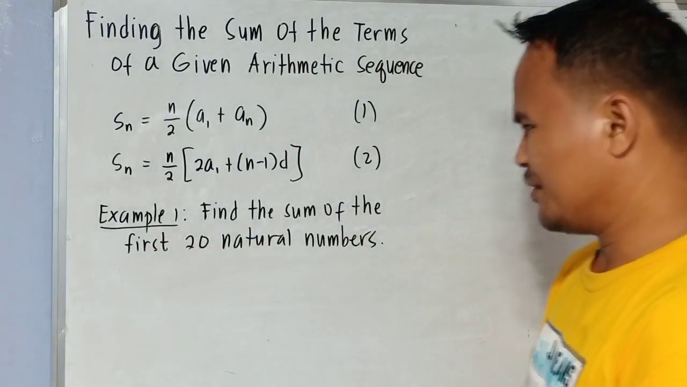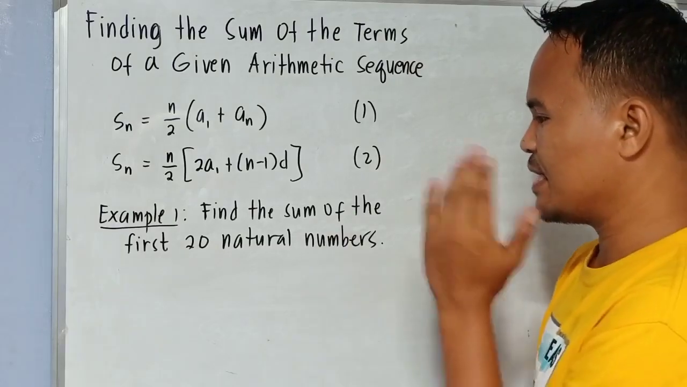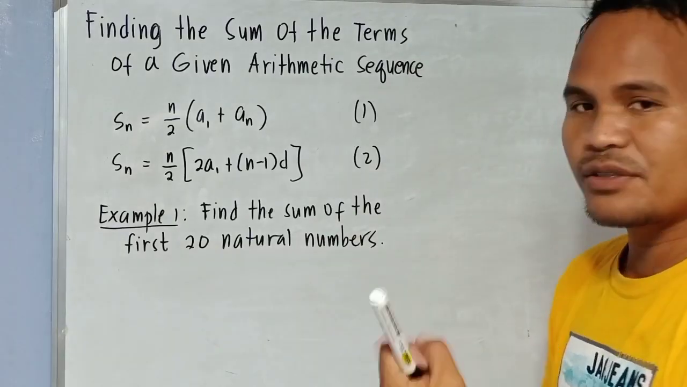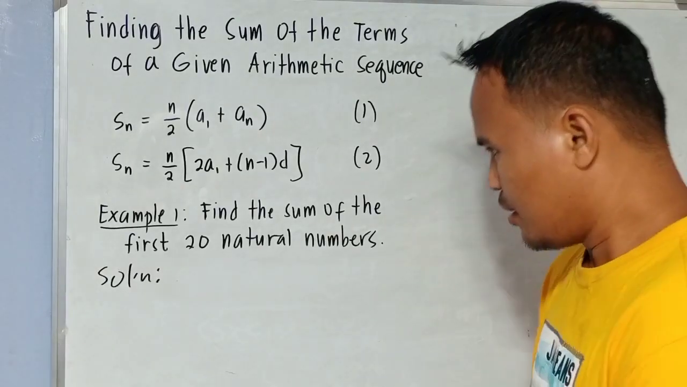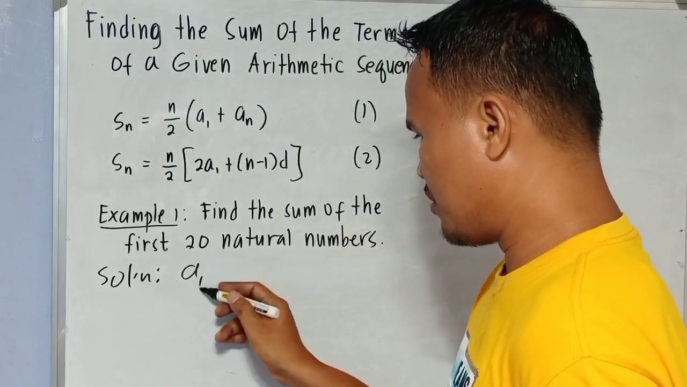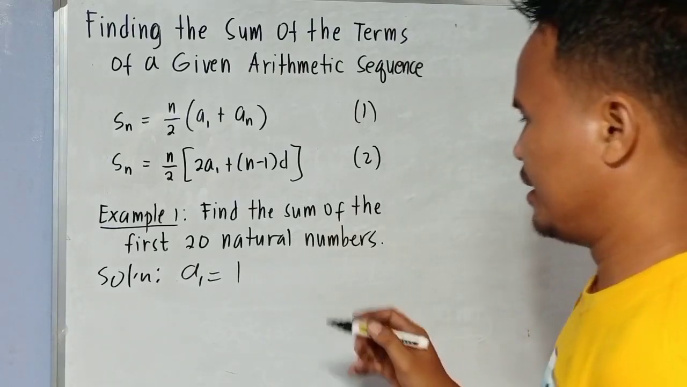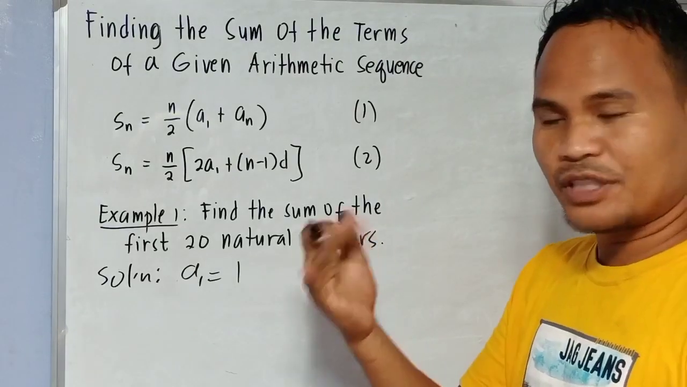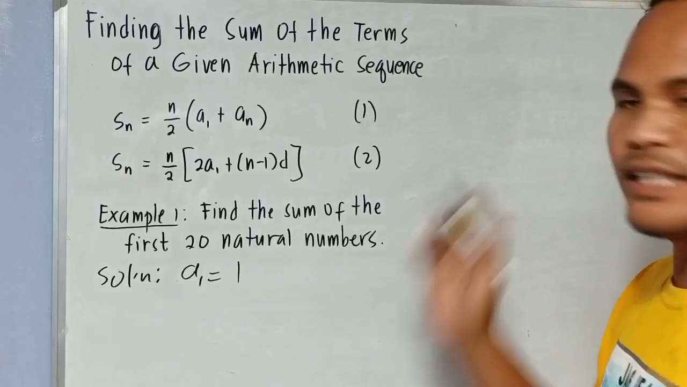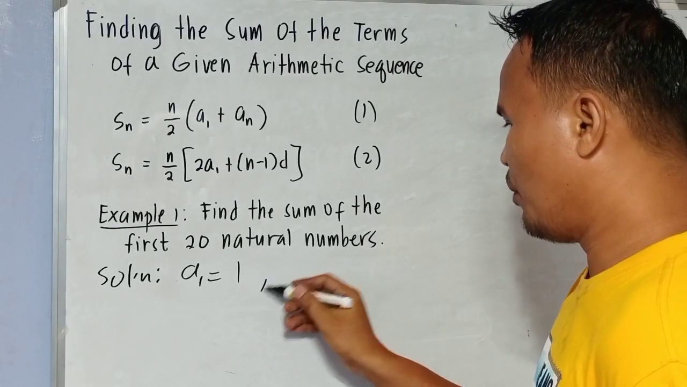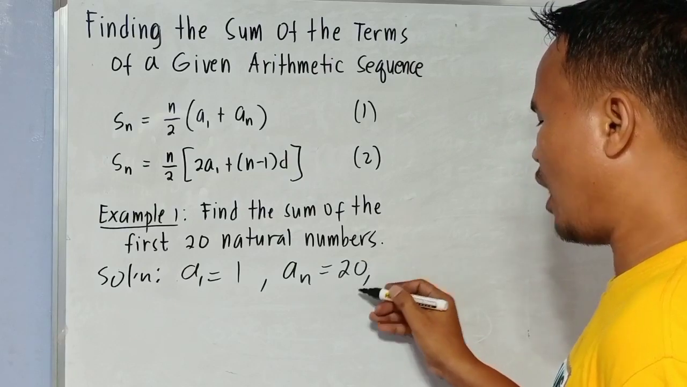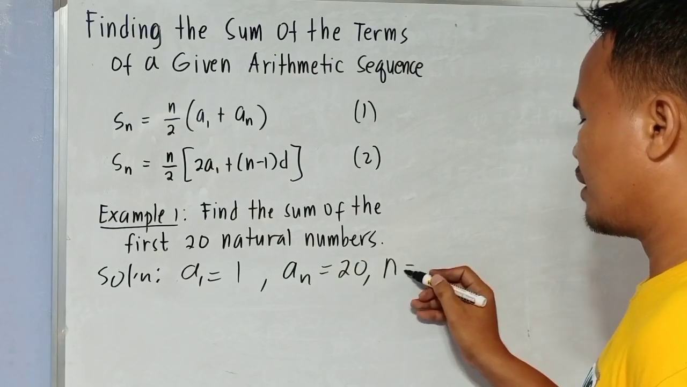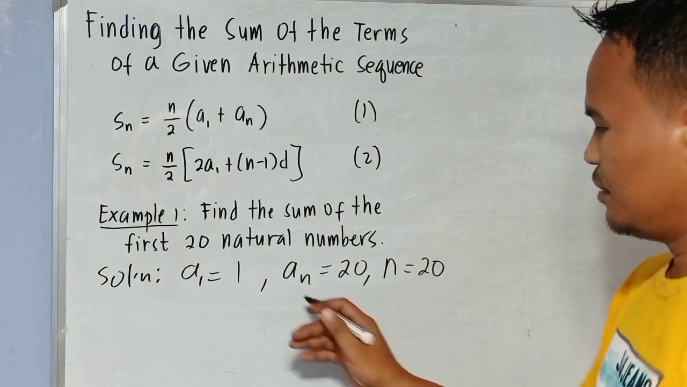For example, number 1, find the sum of the first 20 natural numbers. So start with 1, 2, 3, 4, 5, up to 20. Okay, solution. Our first term is equal to 1, because we are starting with 1, 2, 3, 4, the first 20 natural numbers. And our last term is equal to 20. How many terms? There are 20 terms.